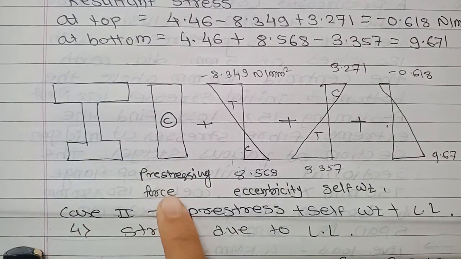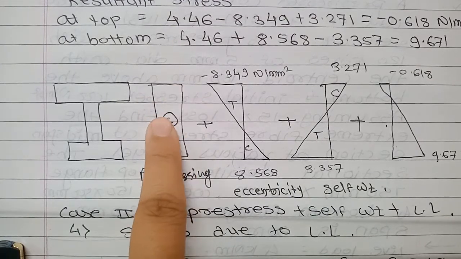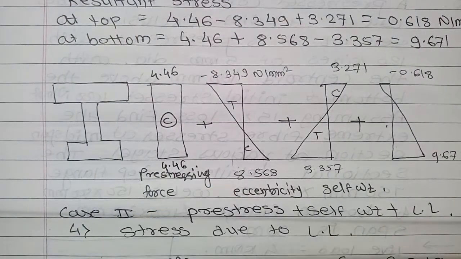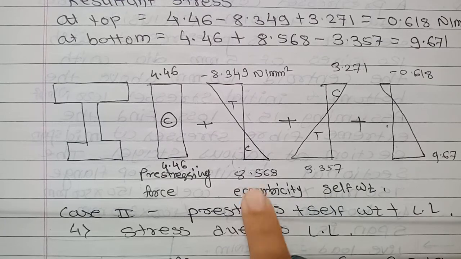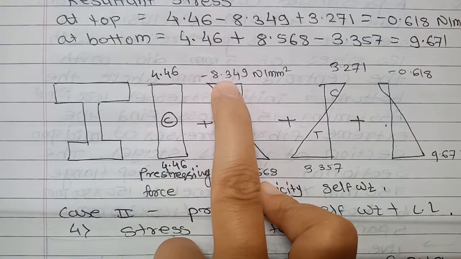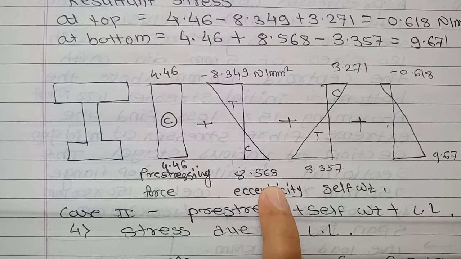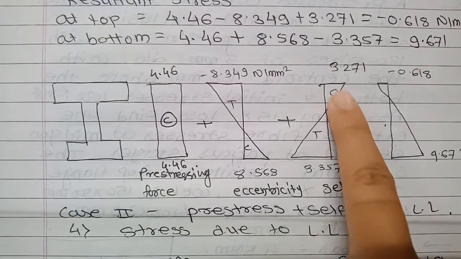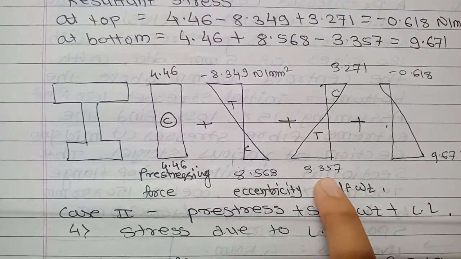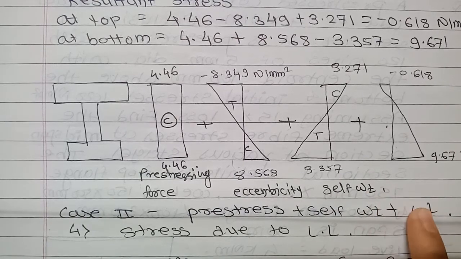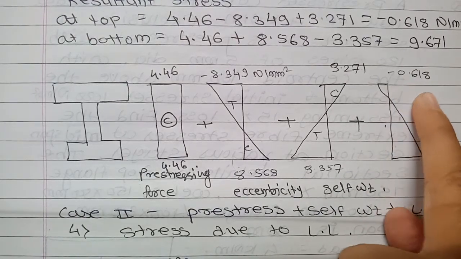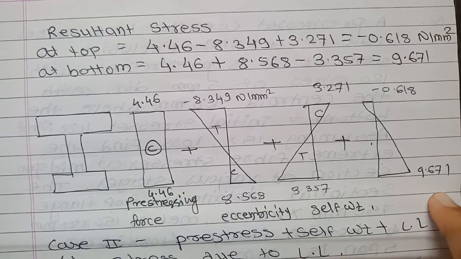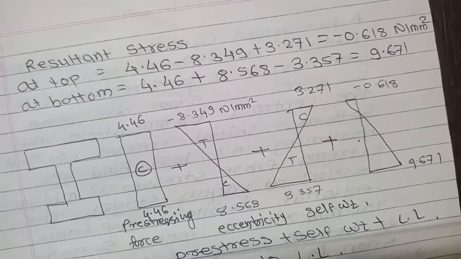This is the I section. Stress due to pre-stressing force is compression in nature. Same values, 4.46 at top, 4.46 at bottom, plus stress due to eccentricity. At top we got the value minus 8.349, at bottom plus 8.568, plus stress due to self-weight. At top 3.271, at bottom 3.357, and the resultant stresses are at top minus 0.618, we just calculated this value, and at bottom 9.671. This is case 1.